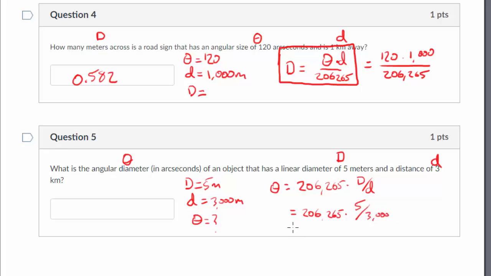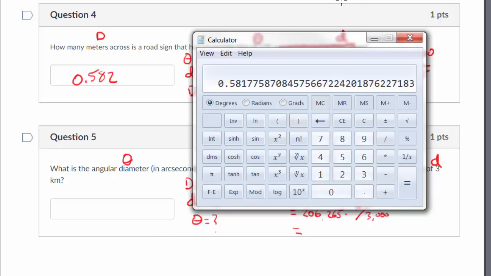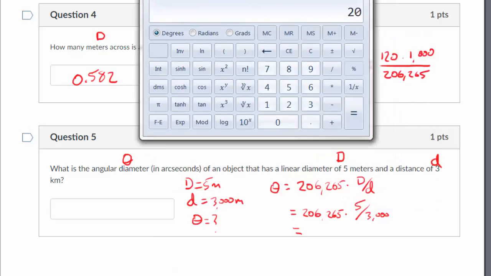And what do I end up with? We've got 206,265 times 5 divided by 3,000, 343.78.